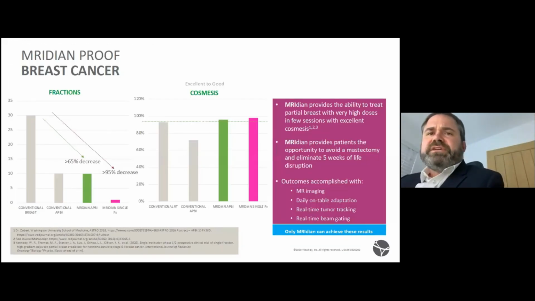And the early evidence that's beginning to be collated from this technology is that it does seem to offer things like partial breast radiotherapy with very high doses, with excellent outcomes, potentially in terms of cosmesis. But of course, only time will tell as we gather more, hopefully, randomized evidence using these new technologies. Next slide.